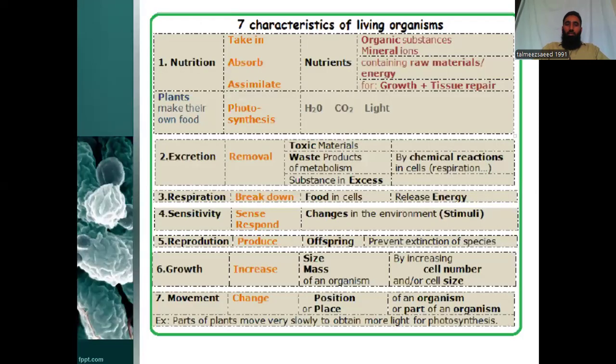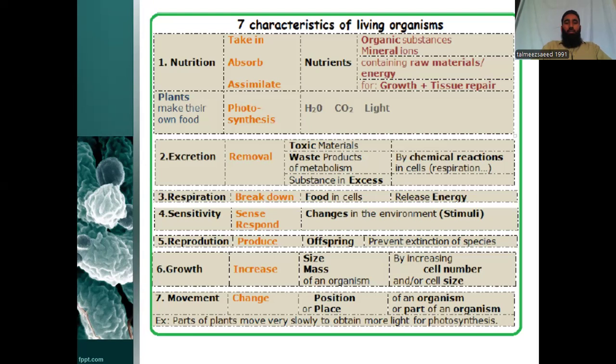These characteristics involve number one, nutrition. On the basis of nutrition, there are two types of organisms: heterotrophic and autotrophic. Heterotrophic organisms are those that take in material synthesized by other animals or plants, absorb it and assimilate it to make their cell components. Autotrophic organisms mainly include plants that use photosynthesis to make their own cell components.